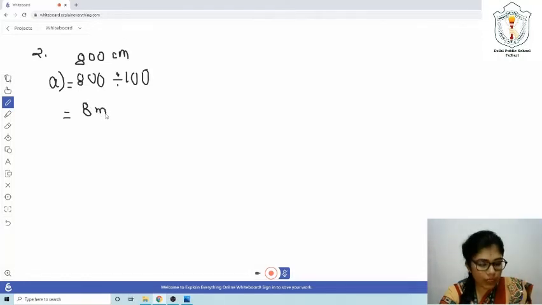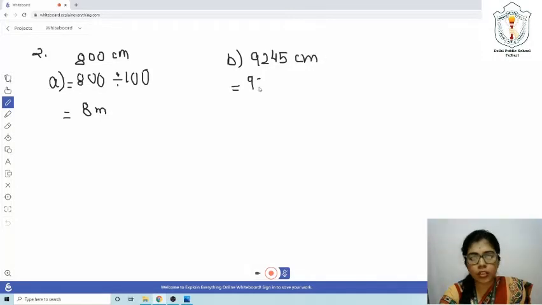Okay, now you see, children, we will move to question B, that is 9245. Okay, 9245. We will change this into meters and centimeters as well. So 9245 divided by how much? 100. Okay, so here, what did I tell you previously?